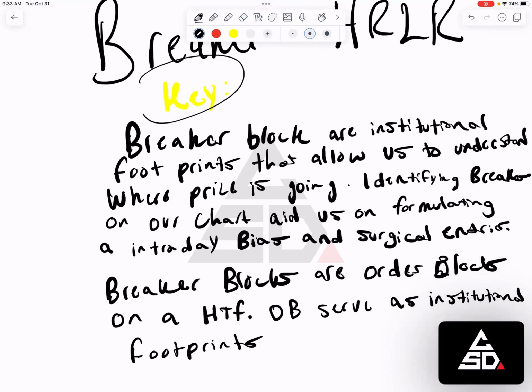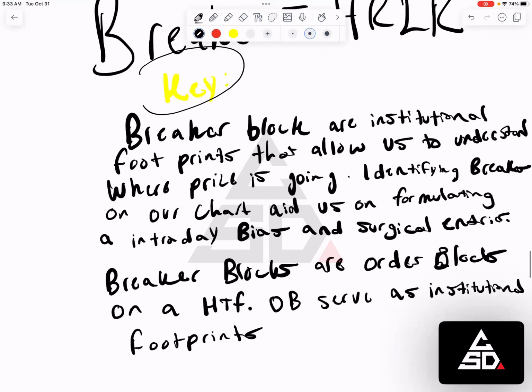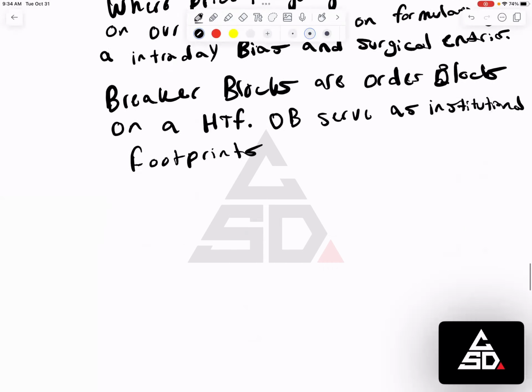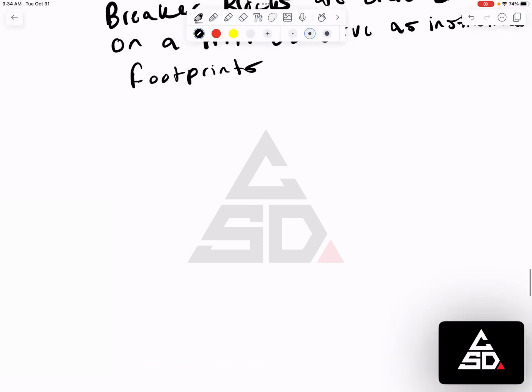Breaker blocks are institutional footprints, right? Because I just showed you how. That allows us to understand where price is going. Identifying breakers on our chart aids us in formulating an intraday bias and surgical entries. Breaker blocks are order blocks on a higher time frame. Order blocks serve as institutional footprints. Key takeaway.